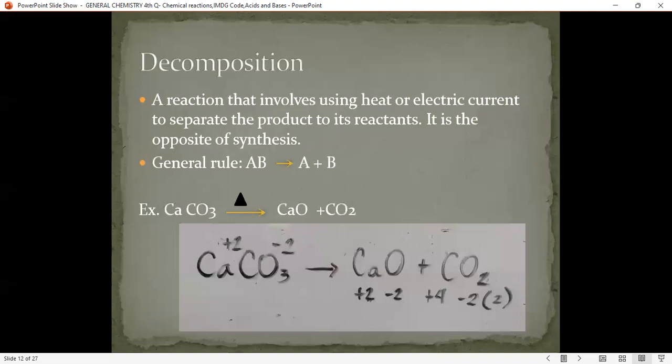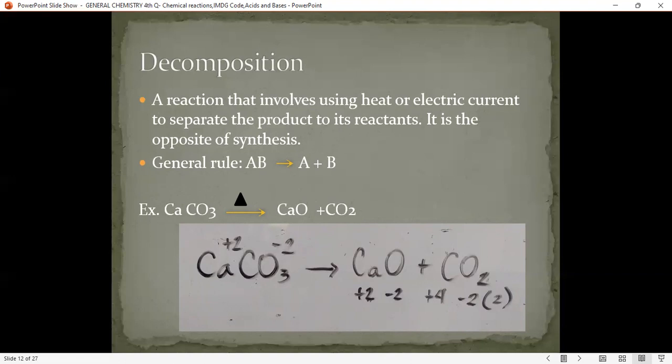So decomposition reaction, from the name itself, it is decomposing. So this is a reaction that involves using heat or electric current to separate the product into its reactants. So when we say decomposition, there is a separation. So it involves here one product, and then you will have to divide or separate it into its reactants or its components. So it is the opposite of synthesis. The general rule that we follow in the decomposition reaction is AB, which is one product, and will yield A and B. Okay, so which means it has to go back.